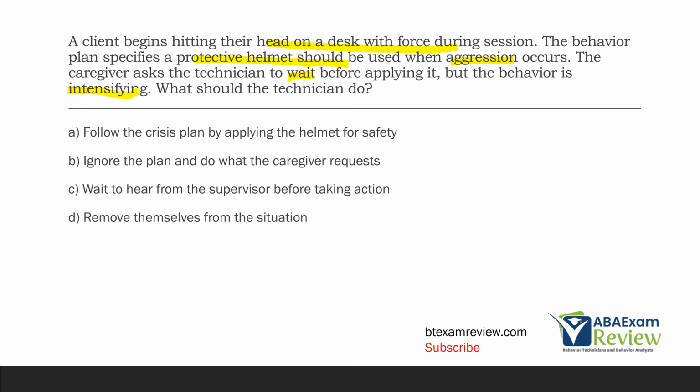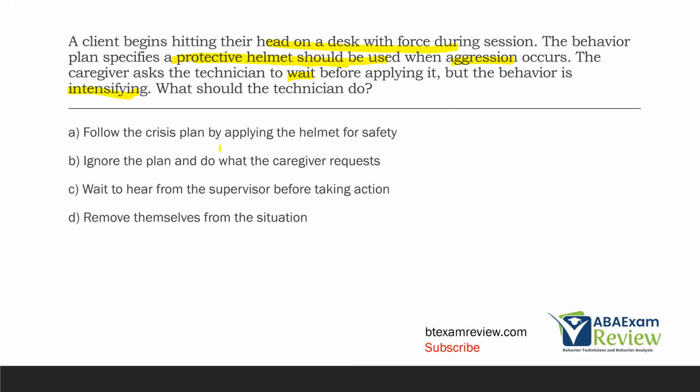So even though this caregiver has told you, wait on the helmet, one, the plan says you should use the helmet, and your supervisor should have gone over that with the parent. Two, your number one goal here is to prevent harm. And so if the plan says to prevent harm, which is a crisis plan's purpose, then you need to use that protective helmet. So what should the technician do?